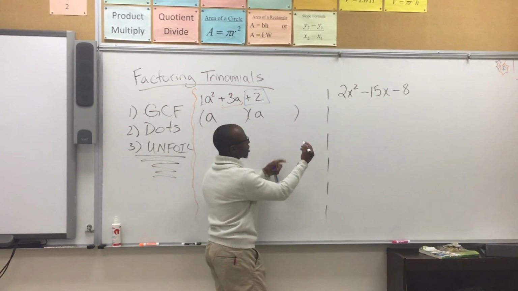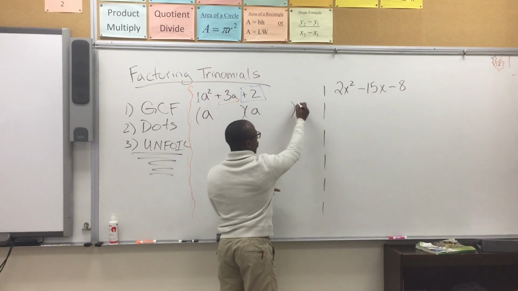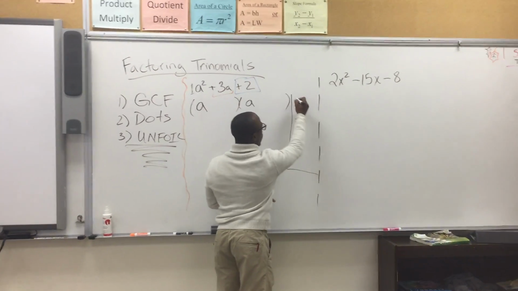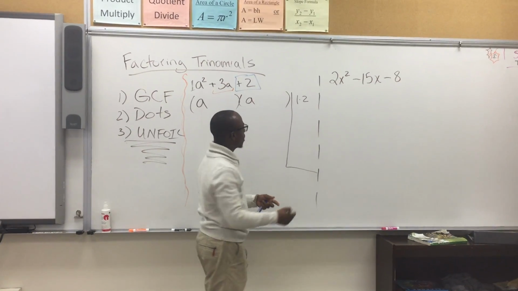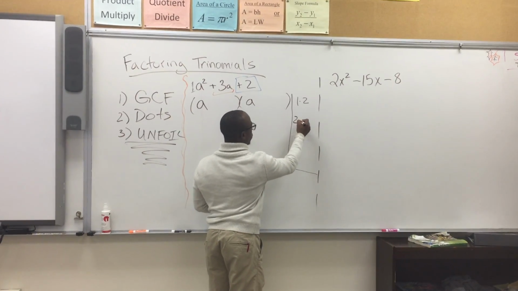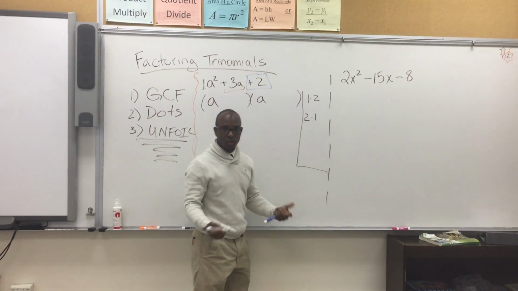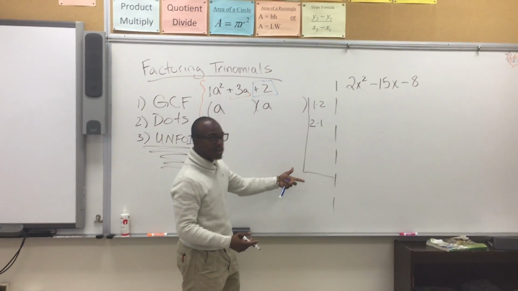First, start off and make yourself an actual chart. 1 times 2 gives you 2. Right? Then also you got 2 times 1. That's going to give you 2. Right? So those are your only 2 options.